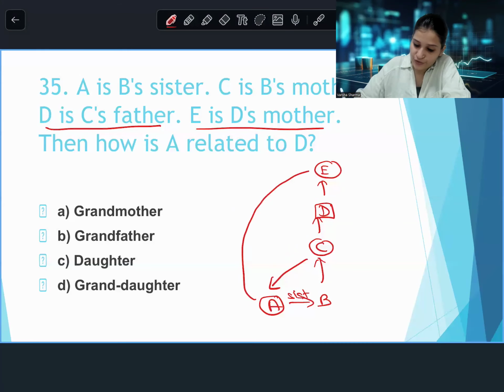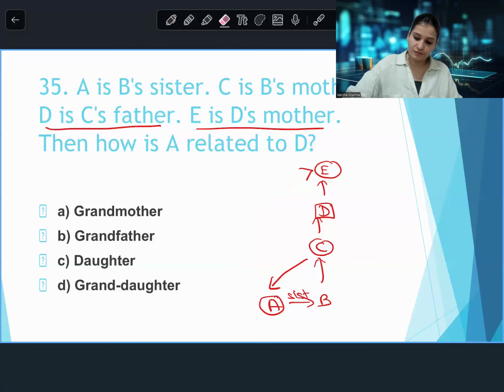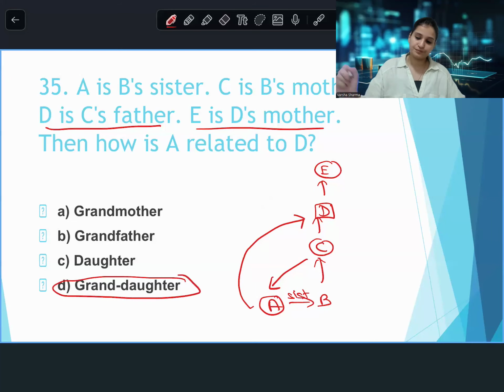How is A related to E? 4 generation. Granddaughter. One sec. What did you say? Oh, A related to D now. Granddaughter. I went to E. A related to D, granddaughter. Yes, ma'am.